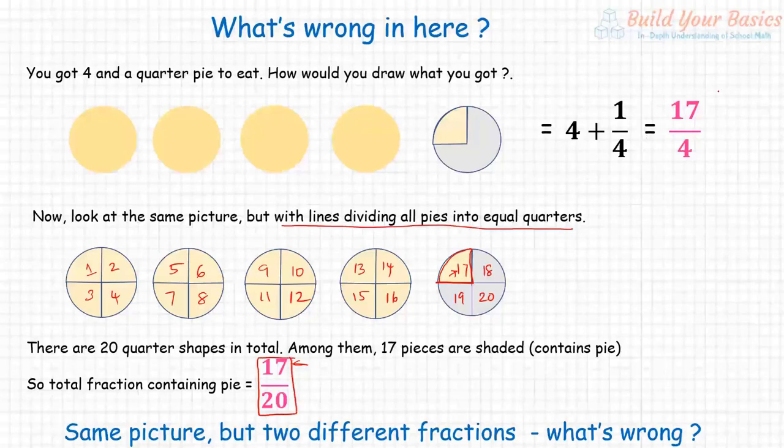But here we said it is 17 by 4. If I convert it into improper fraction, it is coming to be 17 by 4. Here the same thing. The diagram did not change. All I did was just to draw some lines and make them all equal shape. But here I am getting 17 by 20. Definitely 17 by 4 and 17 by 20 are not the same, right? They are different. So what is fundamentally wrong in this?